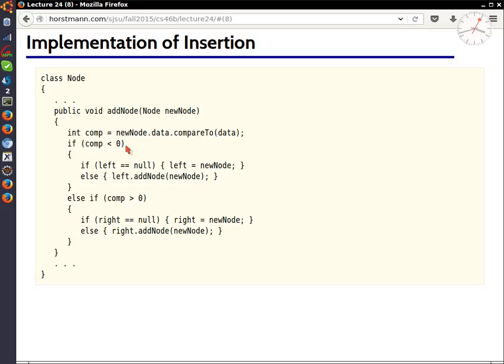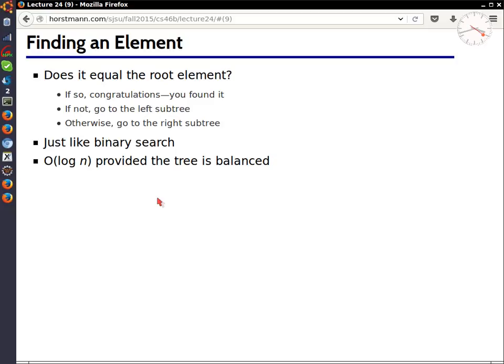So what happens if I insert a node twice? Then it doesn't get inserted again, right? Because you see that there's two branches here, if it's less or if it's greater. So what I'm implementing here is a set. A tree set, for that matter. I mean, you've already seen tree sets. So that's insertion.